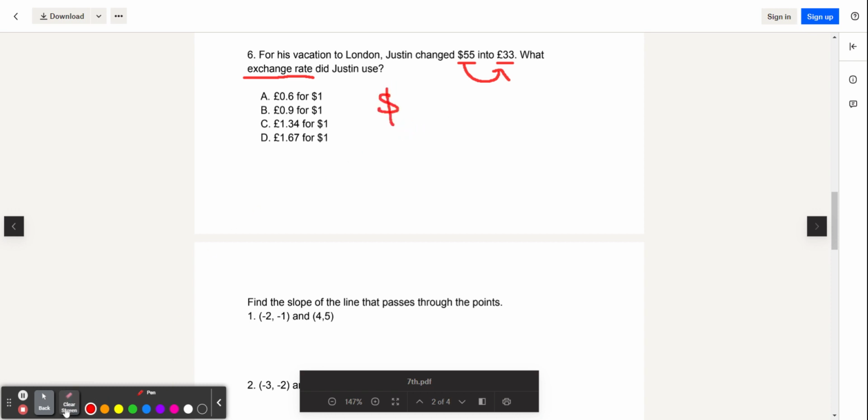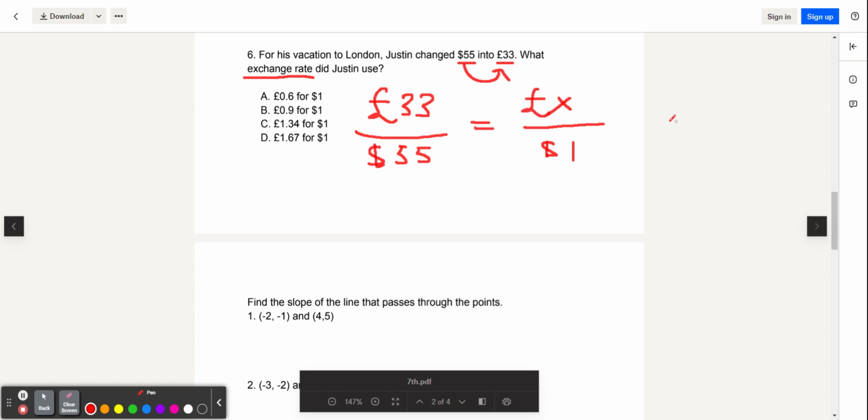So we can see that we want it in pounds per dollar. So now erase the dollar sign, because it should be the pounds on top and the dollars on the bottom, equals how much for $1. And then we simply divide. How many pounds? Well, 33 and 55.